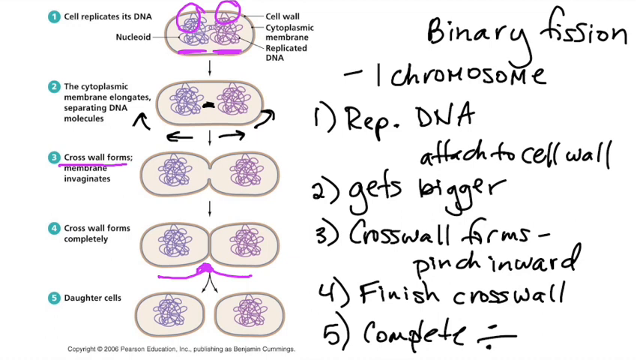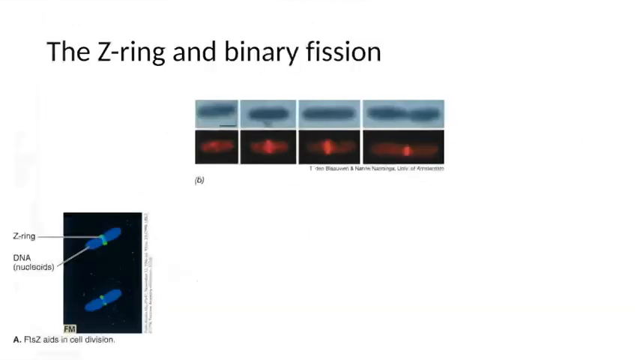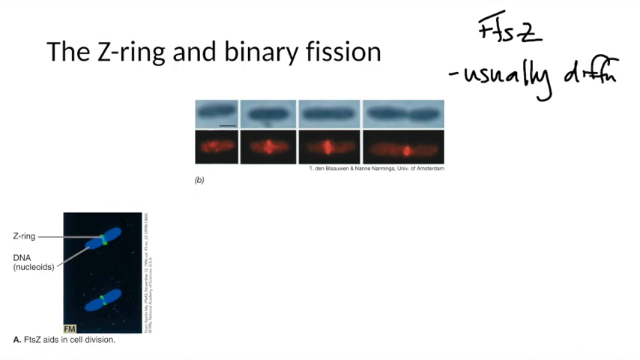The process can take varying amounts of time, but as you can imagine, because there are fewer steps, it's much easier than mitosis. There are a few proteins that are really important in the process of cell division that I would like you to know about. The first is called FtsZ. Now this protein is usually found in monomers diffuse throughout the cytoplasm of our bacterial cell.